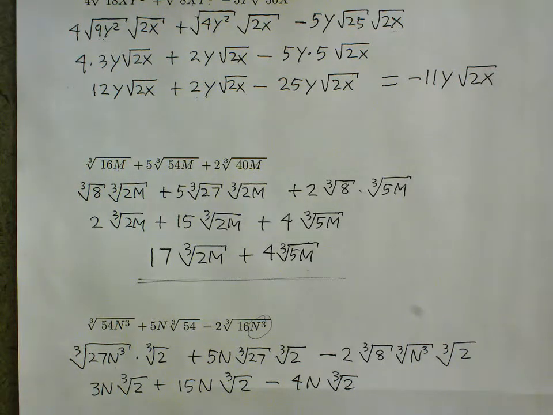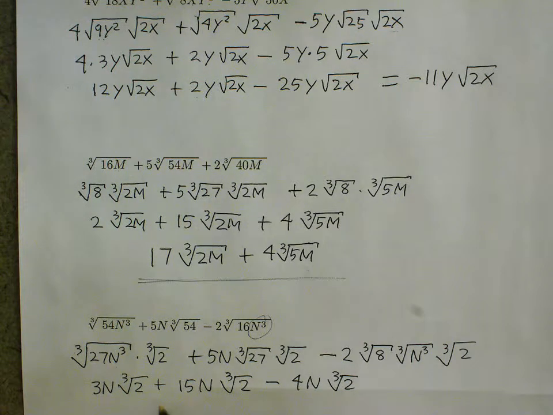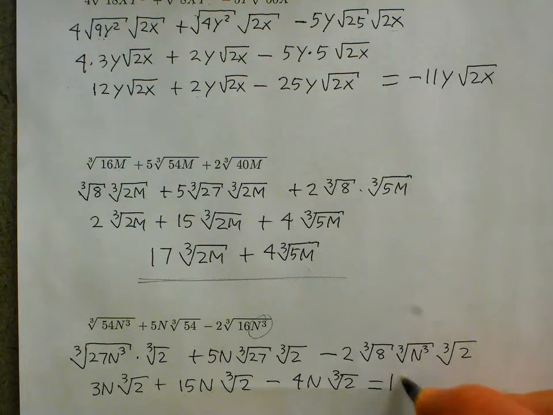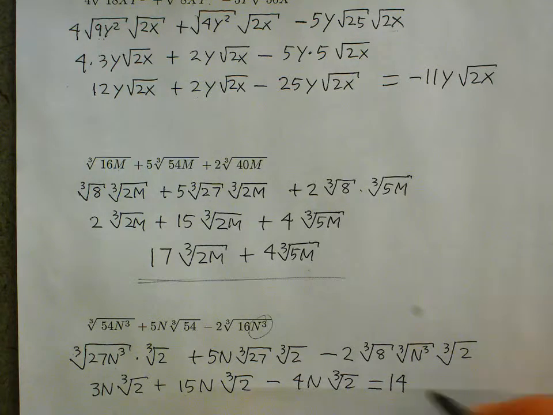All of the terms are like terms. The cubed roots are identical. They each have a cubed root of 2. And on the outside of the radical, each has a factor of n. So we can add and subtract these. So look at the coefficients. 3 plus 15 is 18. 18 minus 4 is 14. So 14 is the coefficient of the simplified term. 14 times n times the cubed root of 2.